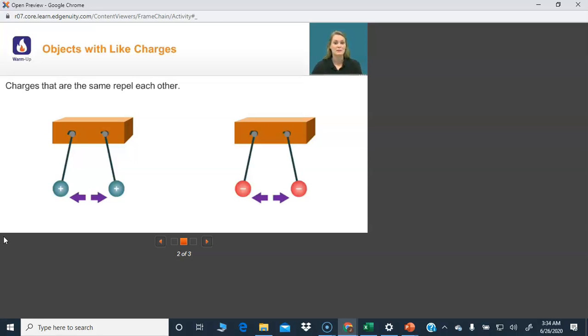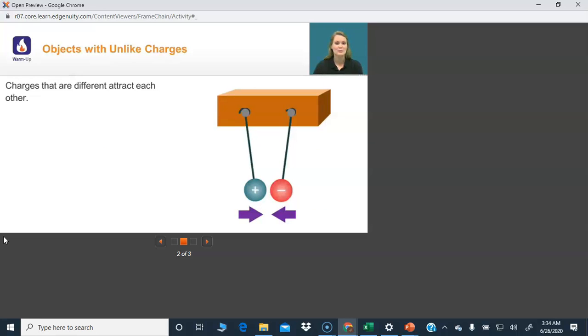So what happens when 2 objects with like charges are brought near each other? When 2 objects, both with positive charges, are close to each other, they repel or push away from one another. When 2 objects, both with negative charges, are close to each other, they repel each other as well. So the rule about like charges is that they always repel each other.